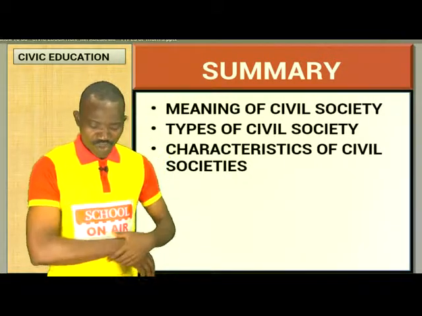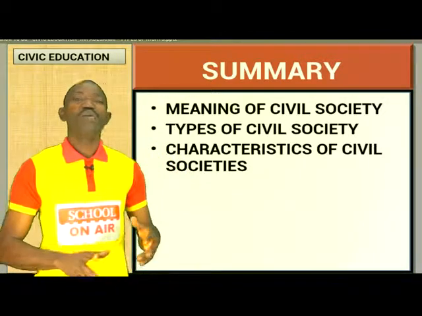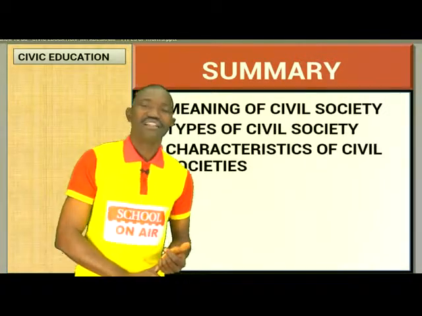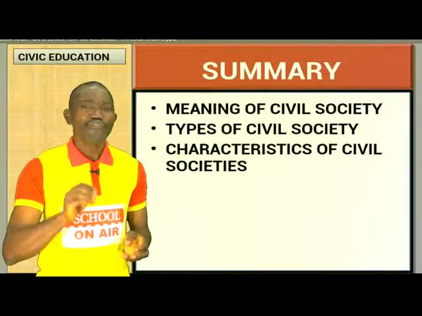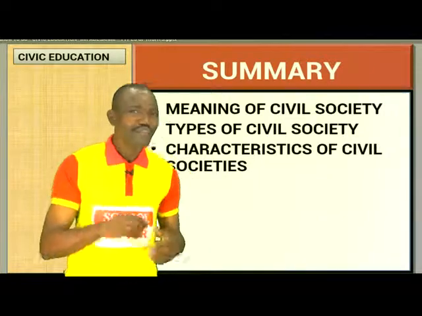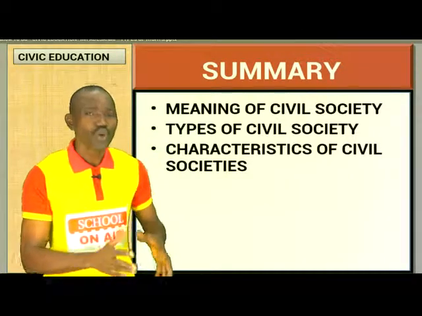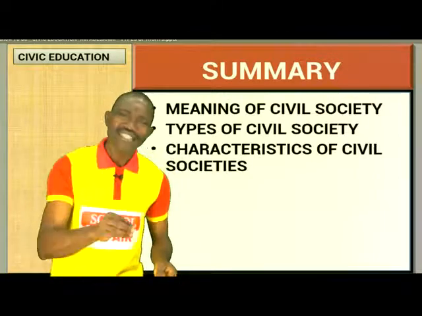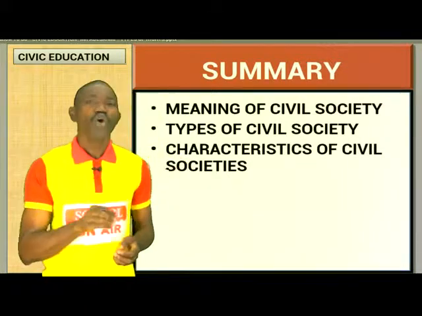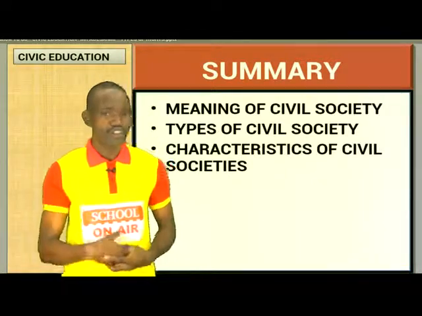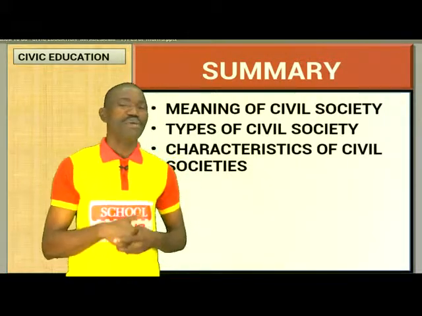Wonderful students at home, we have talked about the meaning of civil society. We talked about types of civil society. We talked about gender-based societies, that is, societies that are meant for the female gender alone. Those who fight for the interest of the female gender, those who protect and ensure the welfare of the female gender. For example, there are some groups whose primary objective is to fight against female genital mutilation, female circumcision. There are some whose target is to fight against rape of children. There are those whose target is to eradicate maltreatment of women.